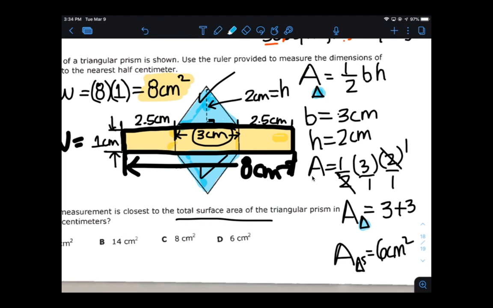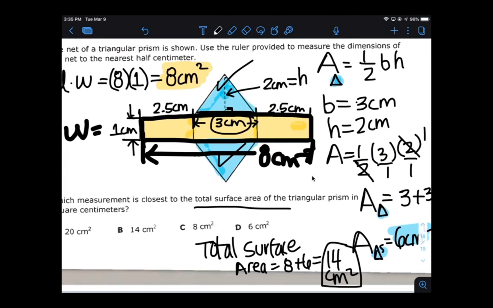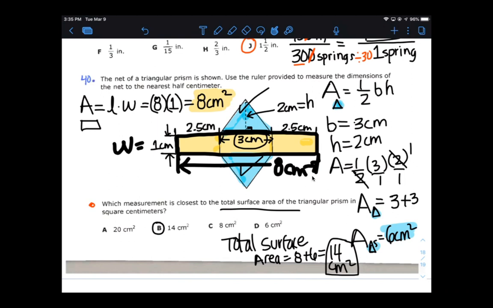So now I have the area of the triangles, and I have the area of the whole rectangle. So the total surface area will be the addition of 8 plus 6, which will give us 14 square centimeters, making letter B the correct answer choice. So there you have it.